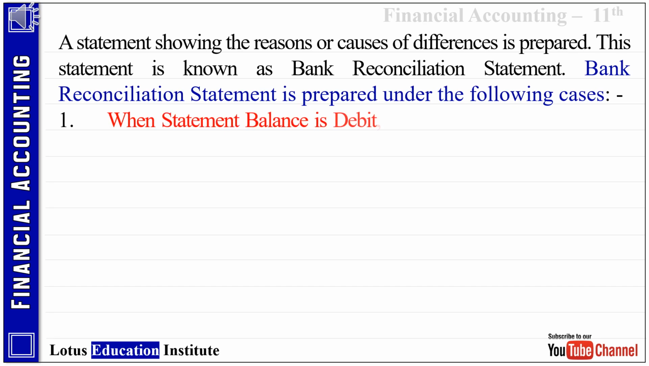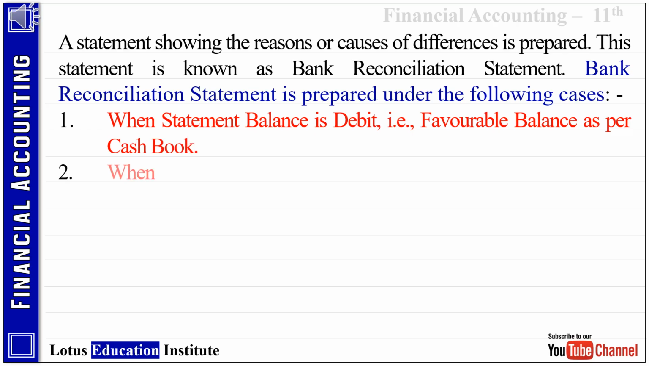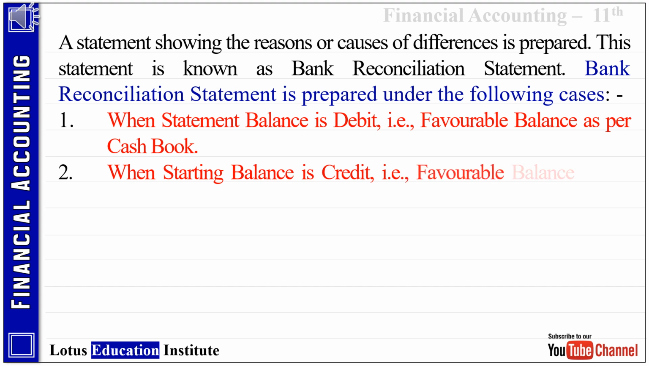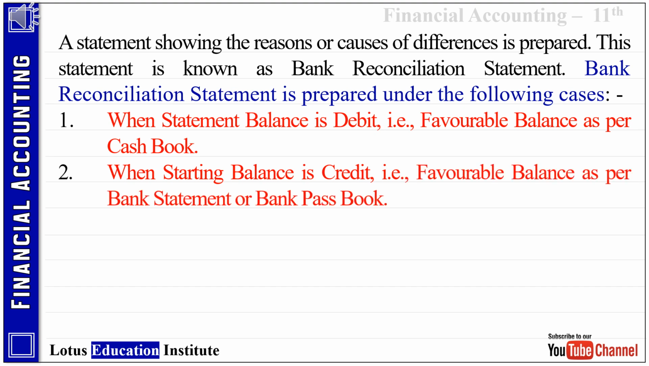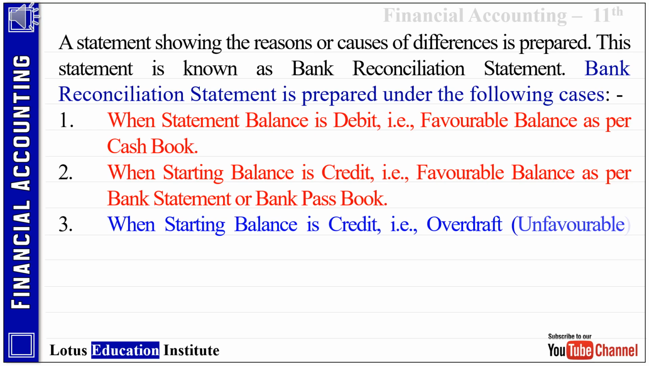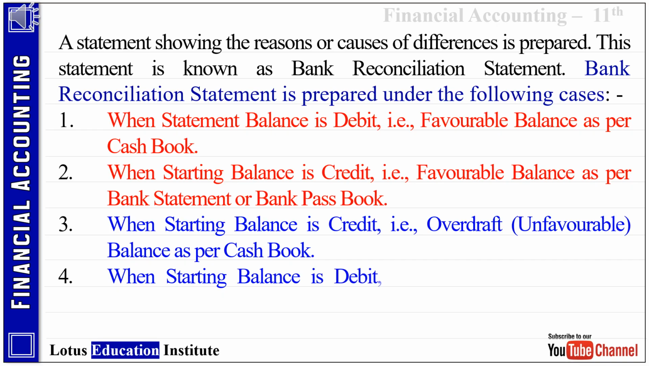1. When starting balance is debit, i.e., favorable balance as per cash book. 2. When starting balance is credit, i.e., favorable balance as per bank statement or bank passbook. 3. When starting balance is credit, i.e., overdraft, unfavorable balance as per cash book. 4. When starting balance is debit, i.e., overdraft, unfavorable balance as per bank statement or bank passbook.